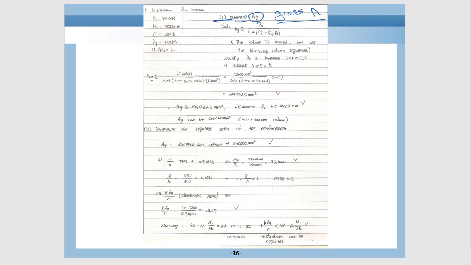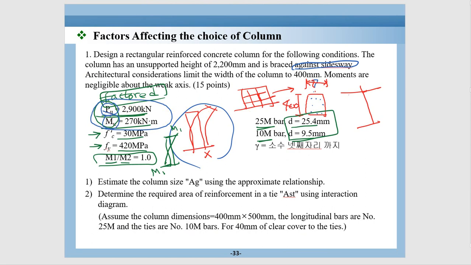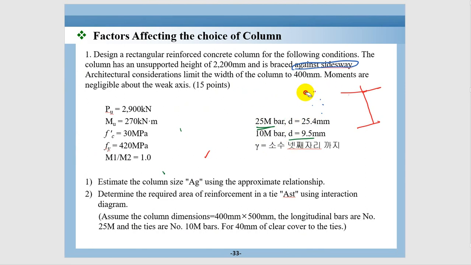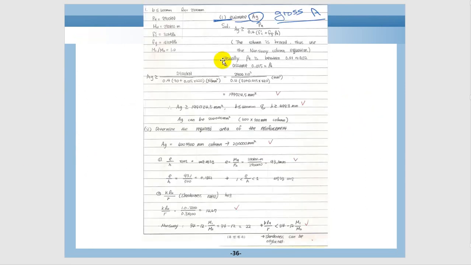Based on these conditions, we have to find the size of columns. So we don't know, unfortunately. So there's a guideline, fortunately, which is given right here. This is the guideline to calculate AG, gross area. 이게 gross area를 계산한 가이드라인이에요. We know PU, we know FC, we know FY, and we don't know rho T.